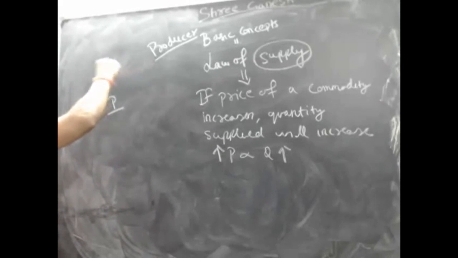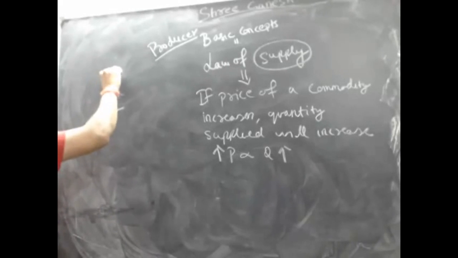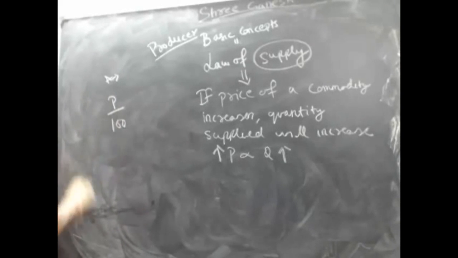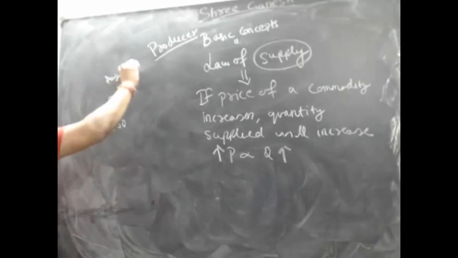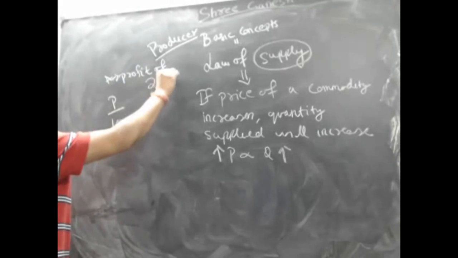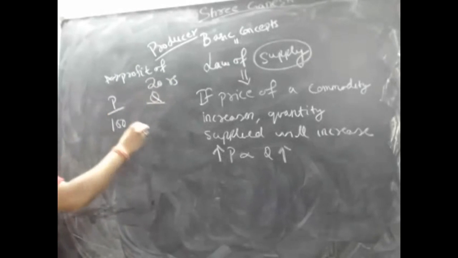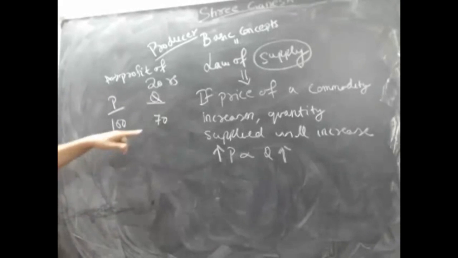Now, there is a particular supplier, producer, say Mr. A. He was selling it for 100 rupees per unit. When he was selling it for 100 rupees per unit, he was making a profit of 20 rupees. At 100 rupees, he was supplying 70 quantity. At 100 rupees, he was ready to produce 70 quantities.